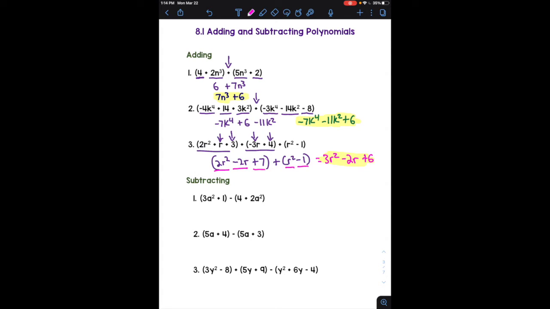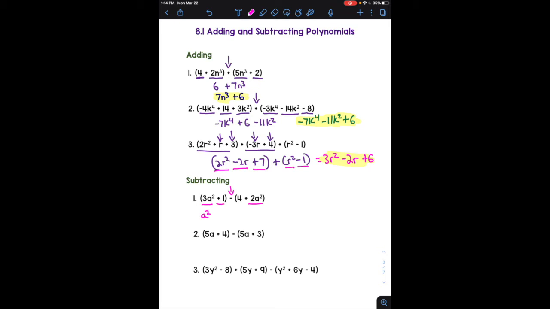The next section in adding and subtracting will be subtracting two polynomials. In problem number 1, we're subtracting two binomials because they both have two terms. So instead of adding, we're now going to subtract like terms. I'm going to start with the first term in the first binomial, 3a squared, and subtract its like term, which is 2a squared. 3a squared minus 2a squared is 1a squared.